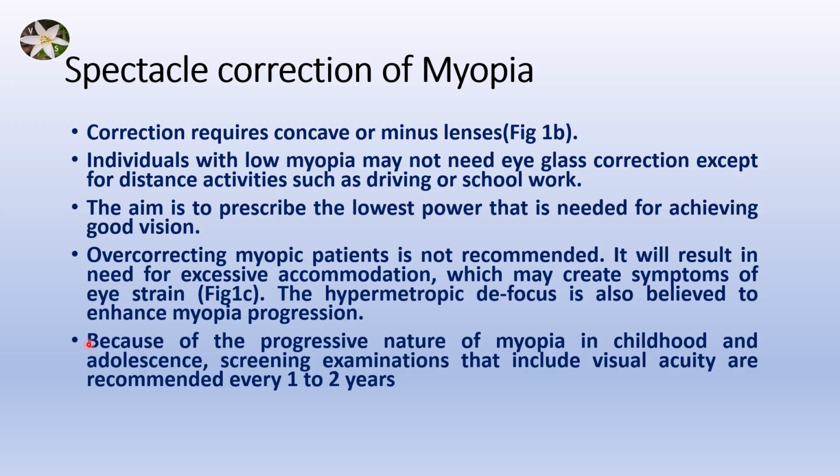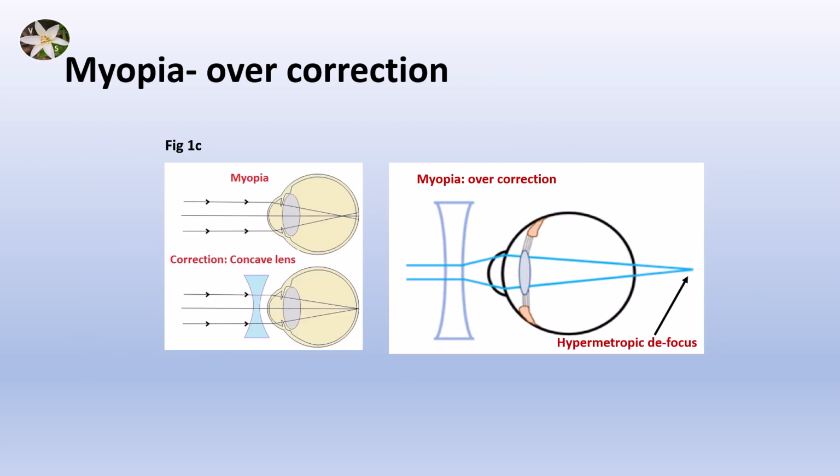Because of the progressive nature of myopia in childhood and adolescence, screening examinations that include visual acuity are recommended every 1 to 2 years. In myopia, the concave lenses shift the focus of the rays from in front of the retina to the retina. However, when we overcorrect hypermetropia, then this focus shifts from in front of the retina, not to the retina but behind the retina. This is the hypermetropic defocus.